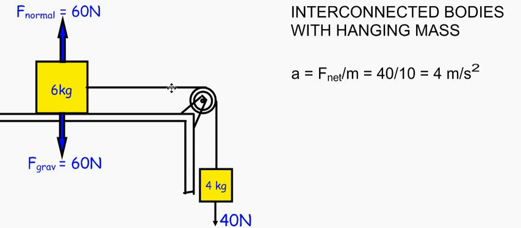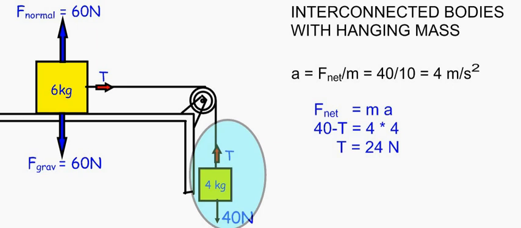Now the string that interconnects the two masses is under tension. We need to find its tension. The tension force acts on the 4 kilogram mass upwards, but the same tension force is what is pulling the 6 kilogram mass to the right. So this rope, being under tension, is pulling the 4 kilogram mass upwards, but it's also pulling the 6 kilogram mass to the right. The values of the tension here must be the same because it is the same string. In order to find the tension, we can concentrate on either of the two masses.